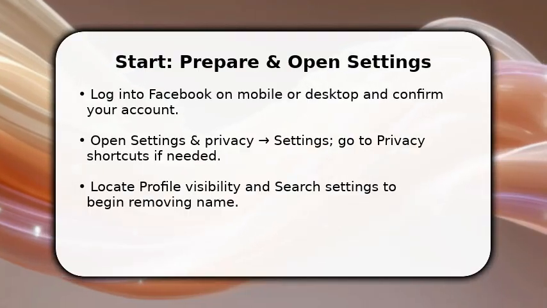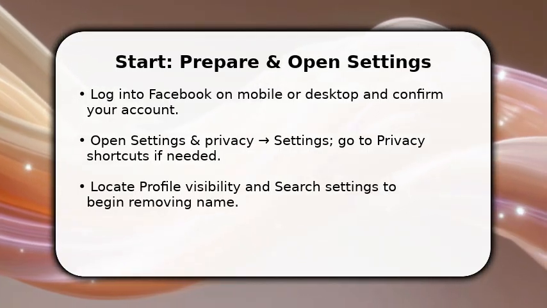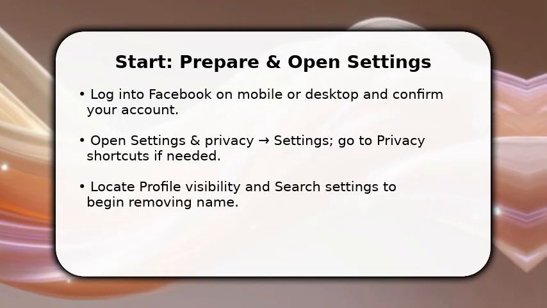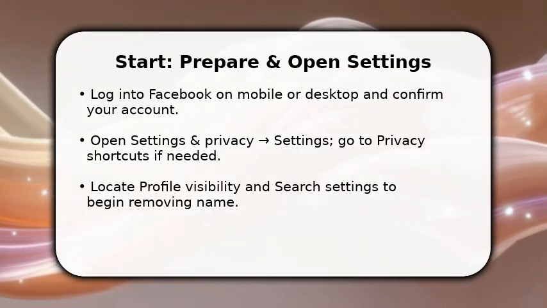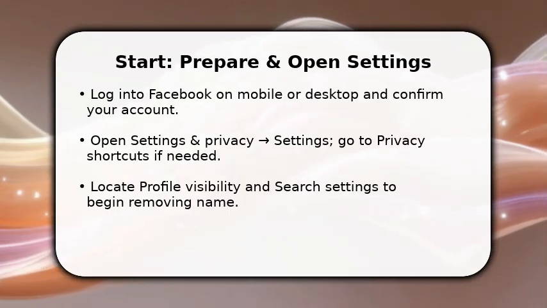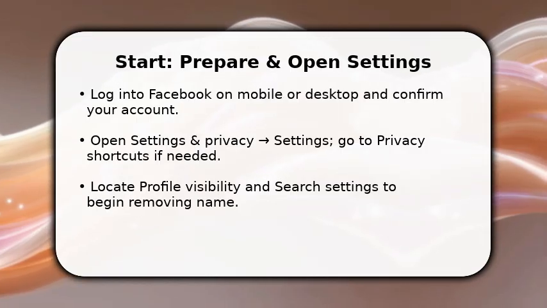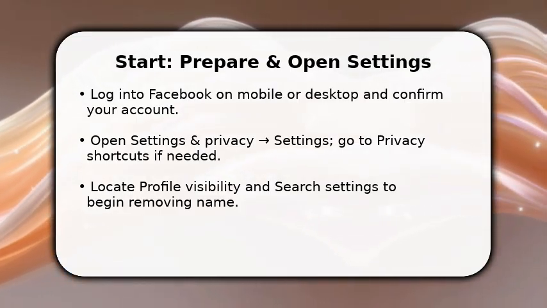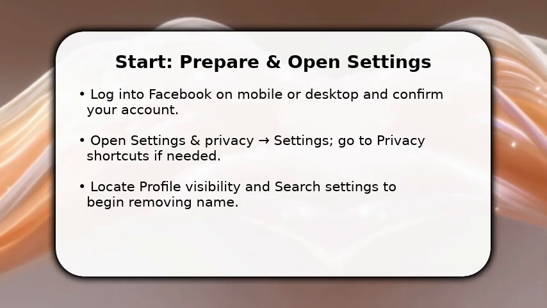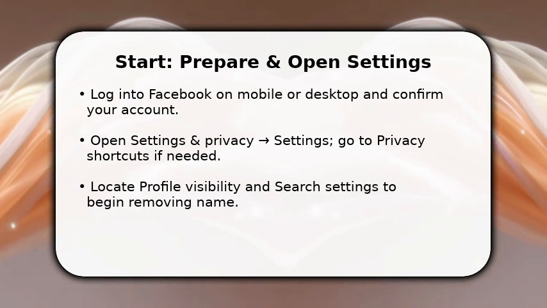You're going to start inside Facebook Settings, open Settings and Privacy, then Settings. Once done, go straight to Privacy and Search Controls because that's where name visibility lives. You need to check both profile visibility and how others can find you. Make sure you're using the account whose name you want removed, and if on mobile, tap the three-line menu first. This step begins the process by targeting the exact controls that determine whether people can search your name.